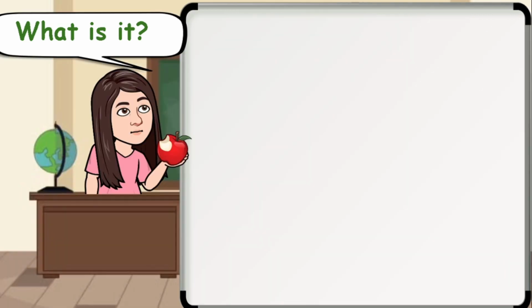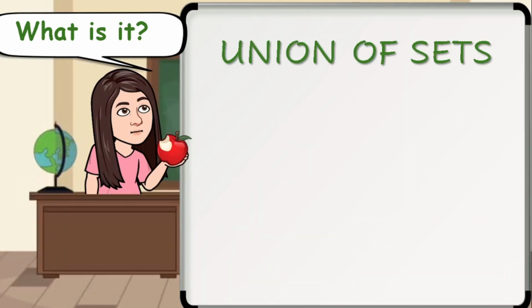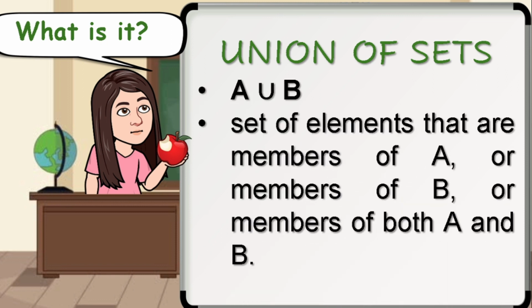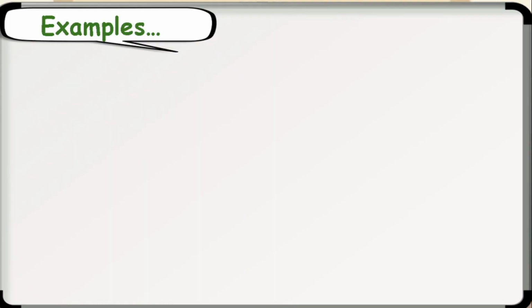Let's further examine the union of sets. Say, A union B. That means the set of elements that are members of A, or members of B, or members of both A and B. Let's have some examples. Number 1.